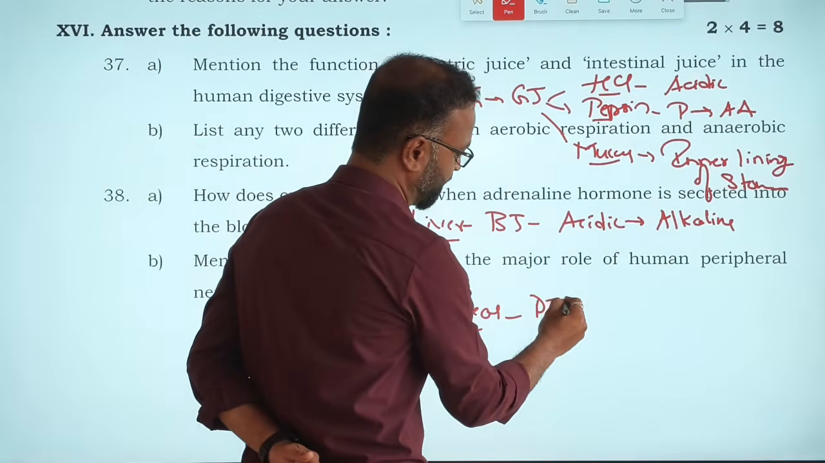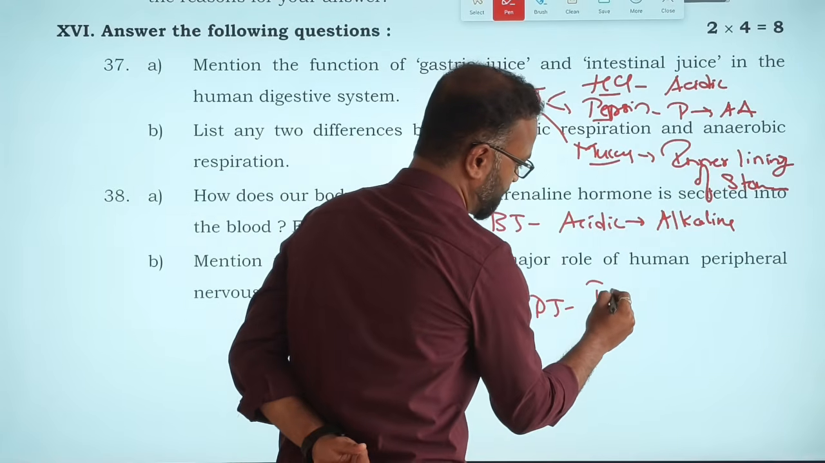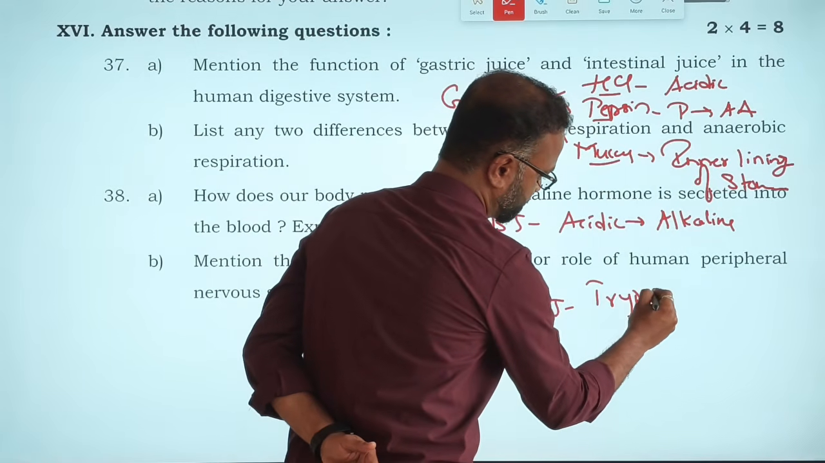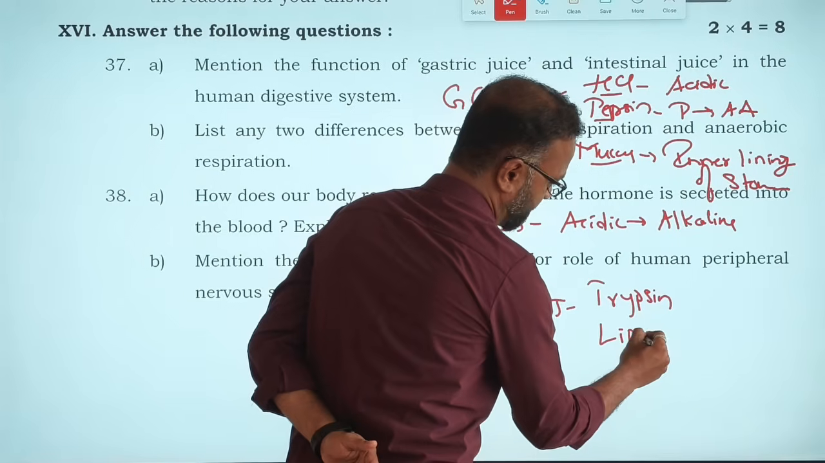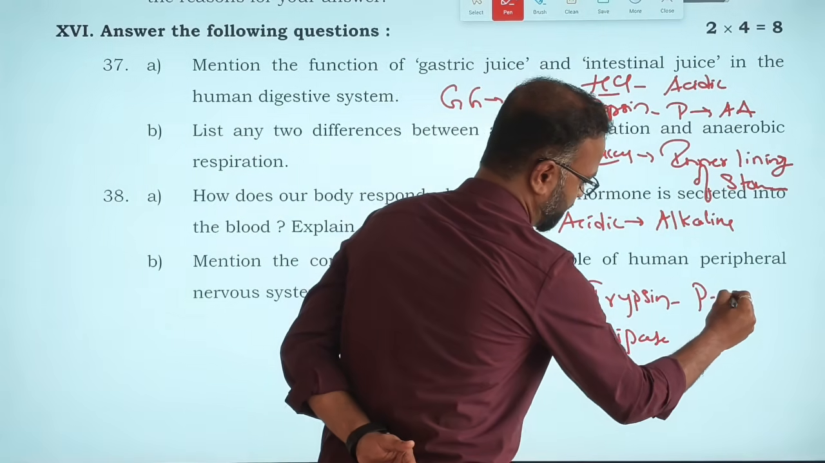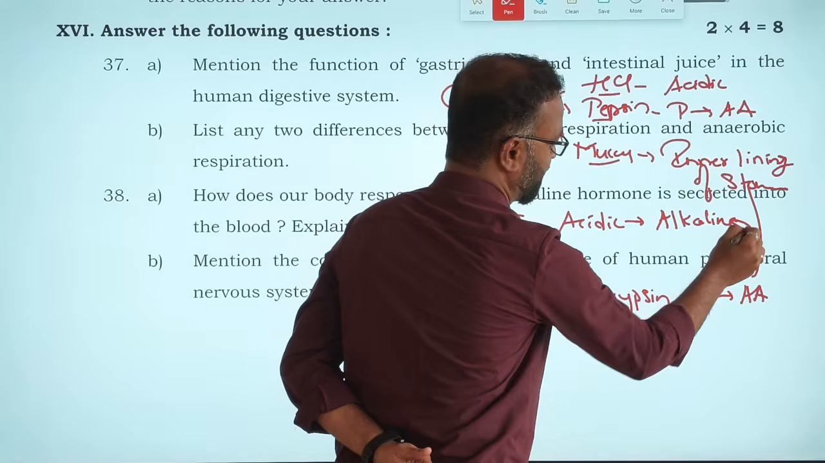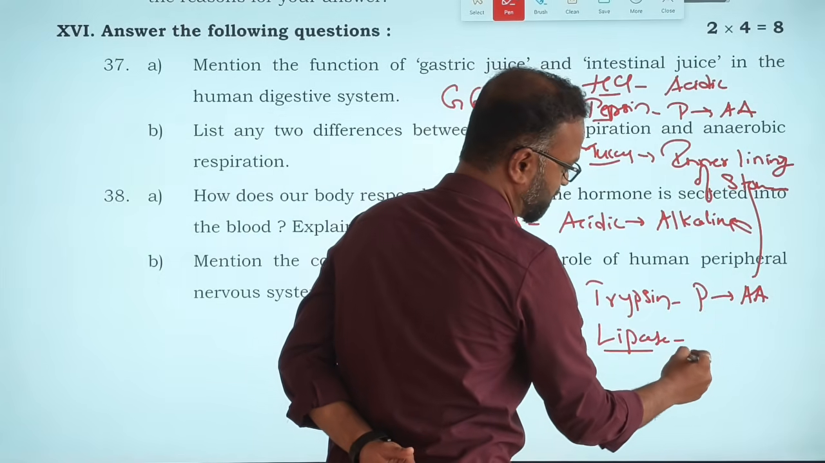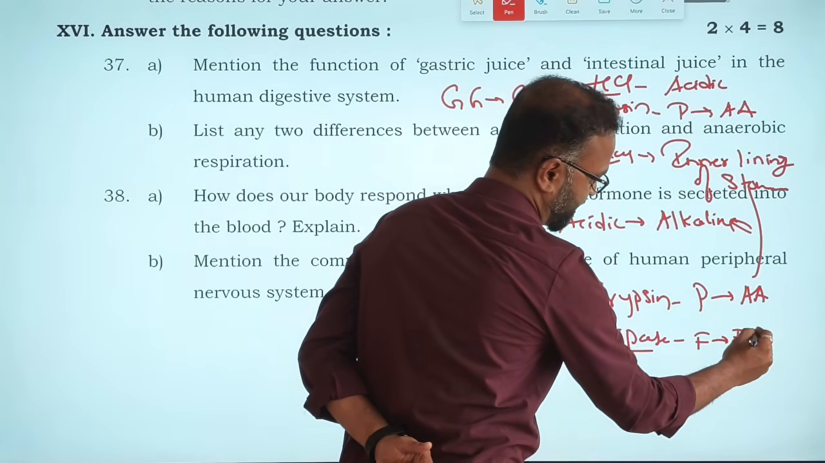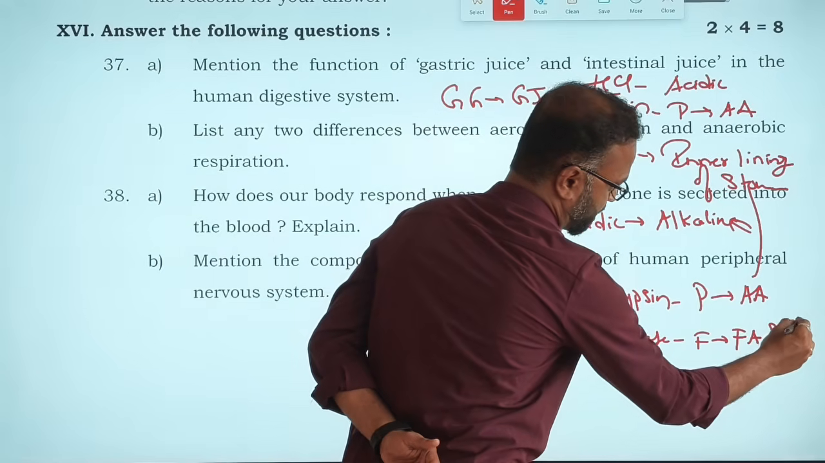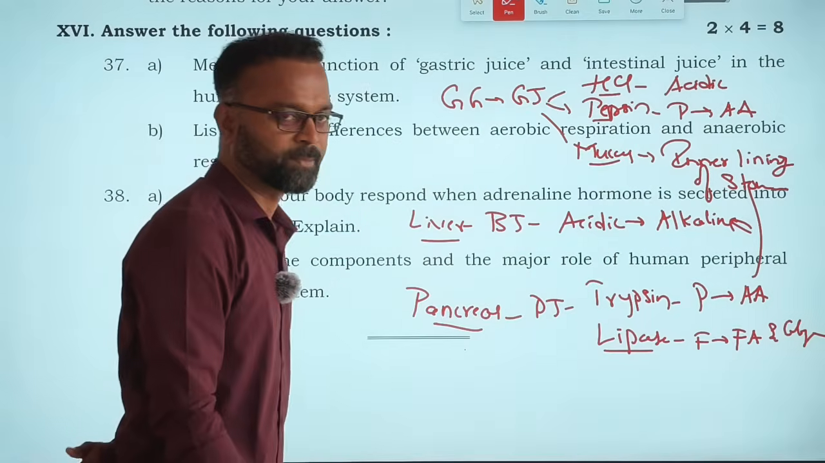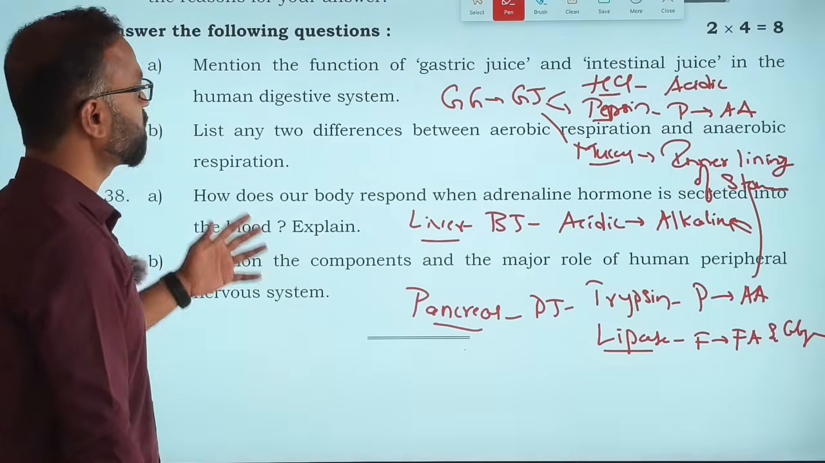The pancreas will secrete the pancreatic juice, which will have two enzymes: one is trypsin and the other is lipase. Trypsin will break down the proteins into amino acids when the food is in alkaline medium. Lipase will break down the fats into fatty acid and glycerol. Very simple. Okay, that is for how many marks?